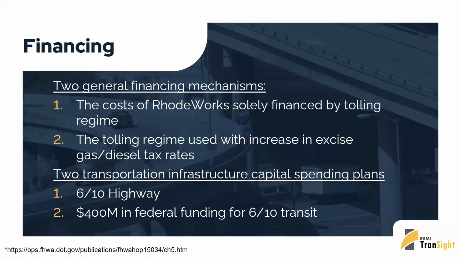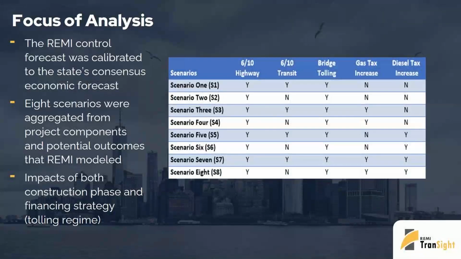So after that baseline forecast was built for the Rhode Island economy, REMI aggregated 8 scenarios that were determined by their own respective project components and potential outcomes. So 8 scenarios distinguished by 2 financing mechanisms, tolling and increases in either a gas or diesel tax, or both. And then the second distinguisher was the transportation infrastructure capital spending plan associated with each scenario, which included the $400 million in federal funding that would be used for the 610 transit development. These 8 scenarios can be seen here in the scenario key on the right.